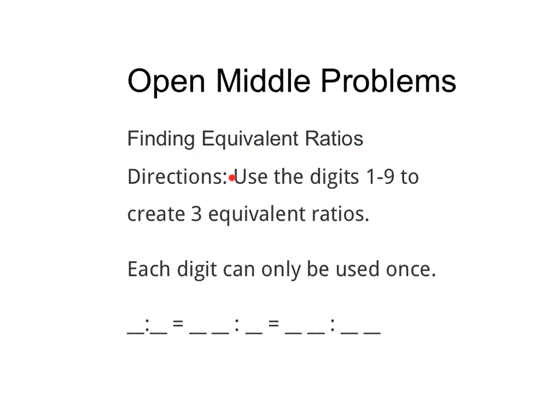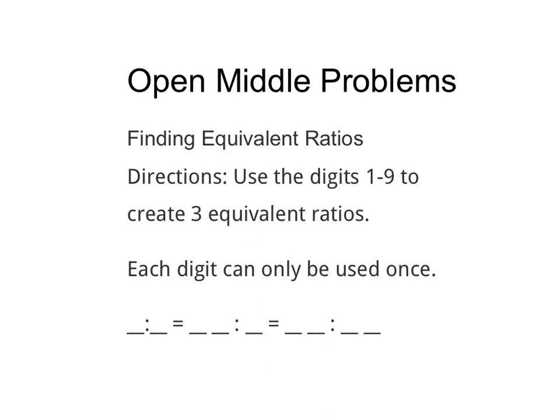Find equivalent ratios. So here's your directions. Use digits 1 to 9 to create 3 equivalent ratios. Okay? You can only use each digit once. Okay? So you need to find equivalent ratios that are like this. So here's single digits, and then you have 2 digits here with 2 to 1, and then 2 and 2. Okay? Go ahead and give that a try. Make sure that you only use 1 to 9. So there's 1, 2, 3, 4, 5, 6, 7, 8, 9. So each number needs to be used.